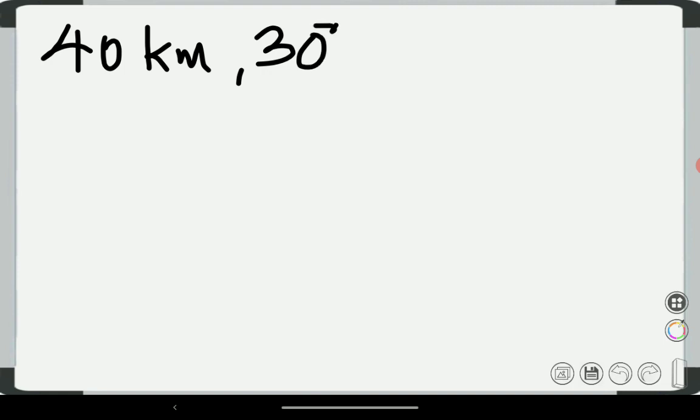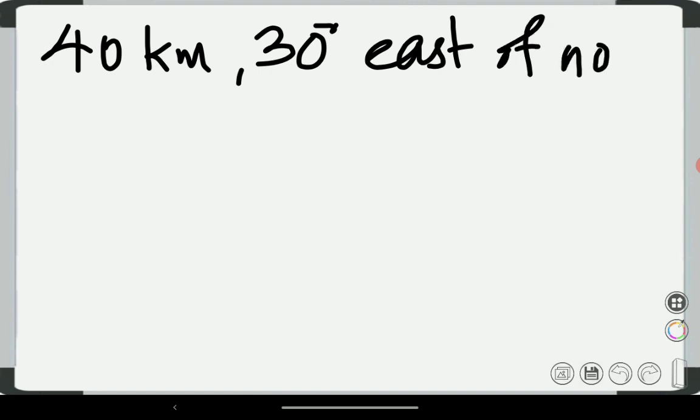The first question is represent graphically a displacement of 40 kilometer 30-degree east of north. This is the question. Represent graphically a displacement of 40 kilometer 30-degree east of north.